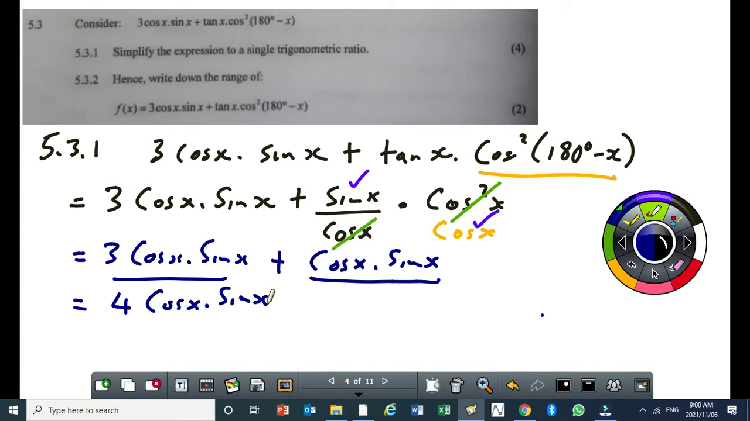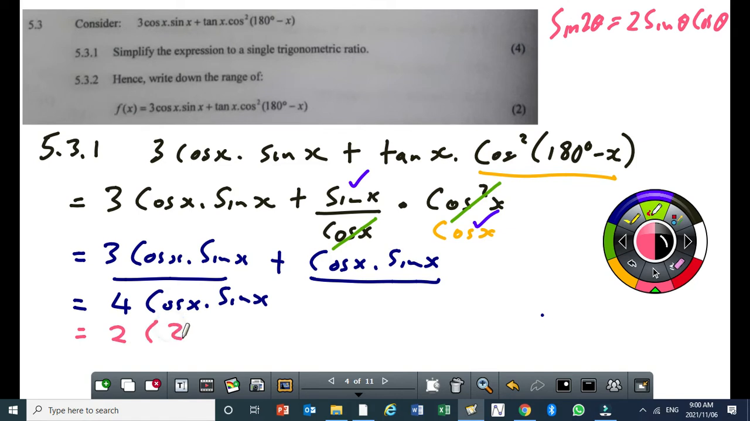Okay? Now, I hope you remember your double angle. Sine 2 theta is equal to 2 sine theta cos theta. So that's the one that you're supposed to apply. So this can be written as 2 times 2, well, I can start with sine because of multiplication, 2 sine x times cos x. So the final answer will be 2, then the left hand side, which is sine 2 theta, where there's theta, they will put x, so it will be 2 sine 2x. That would be the final answer.